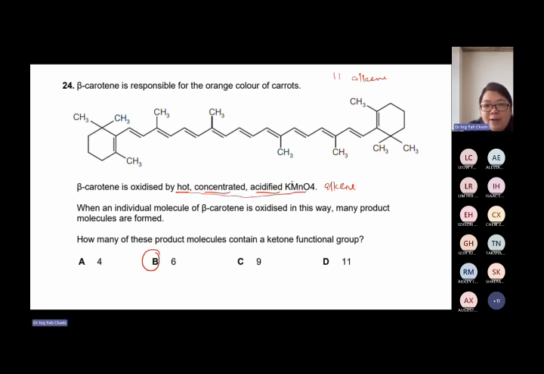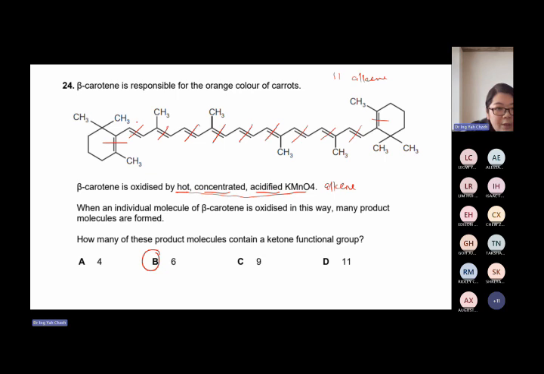And how they react, they will be broken. Now, usually when you see a double bond, only the pi bond will be broken, but with this hot concentrated acidified KMnO4, the conditions are too extreme. Acidified KMnO4 is already a very strong oxidizing agent, and now we are using the hot and concentrated one. We increase the power of this oxidizing agent, so even the sigma bond will be broken.